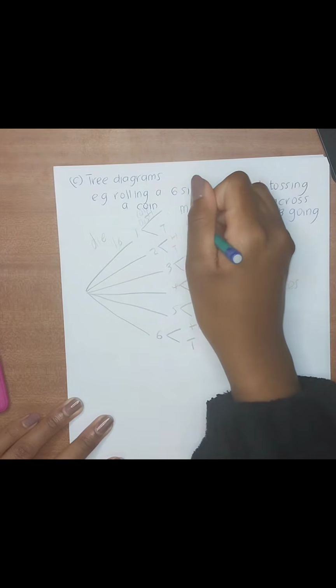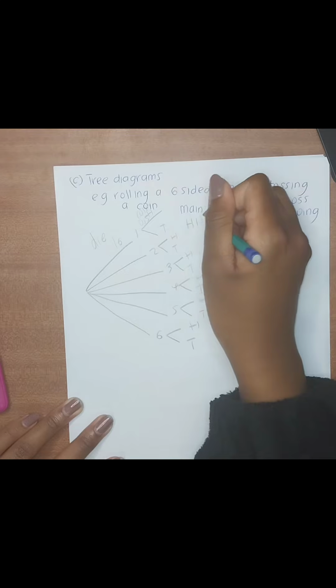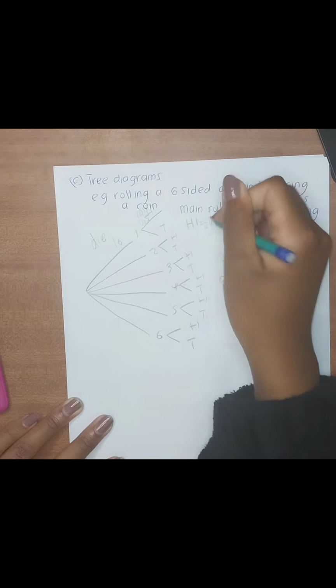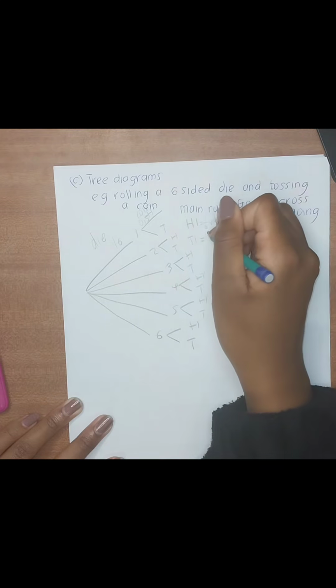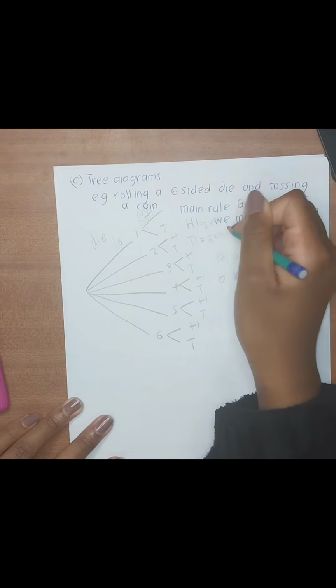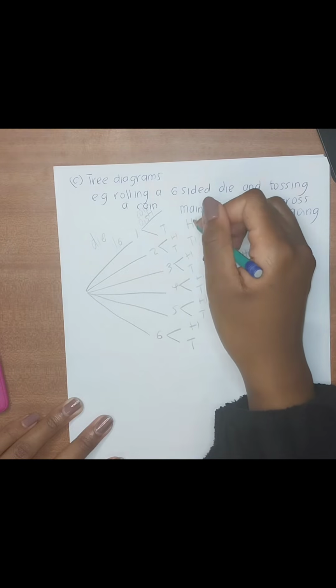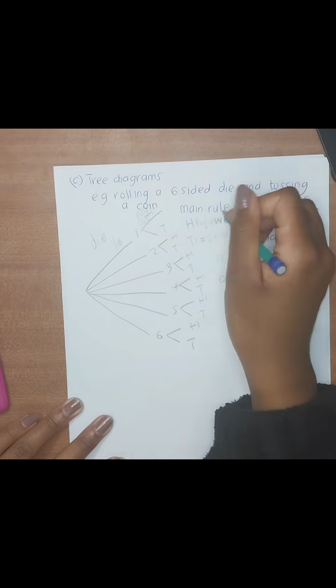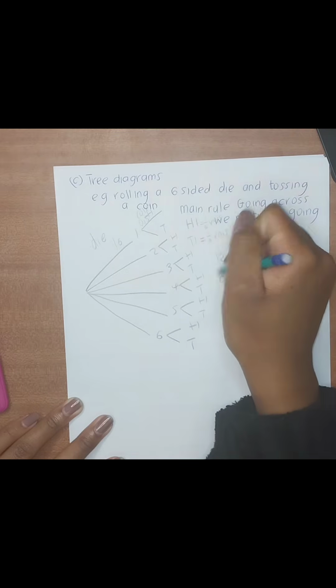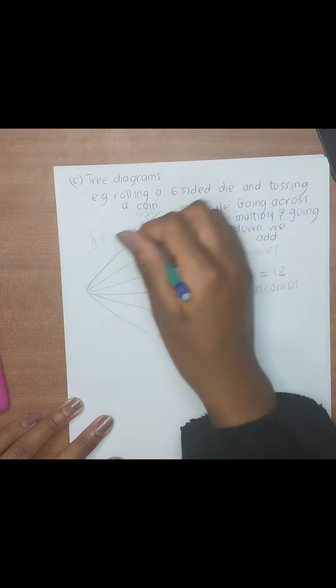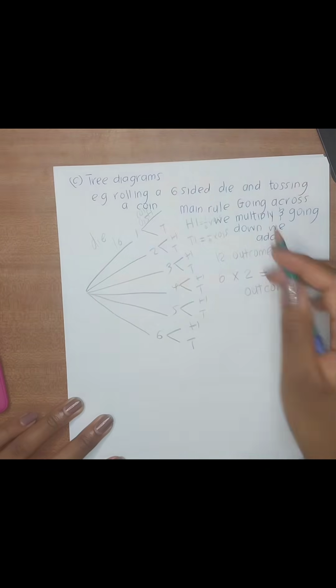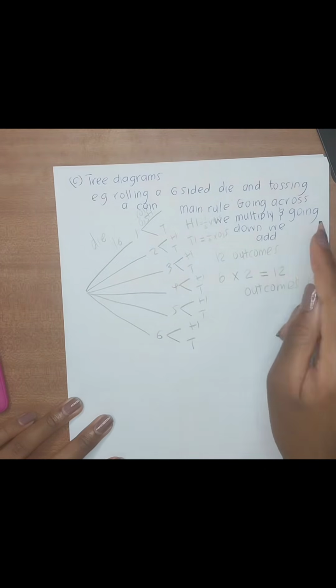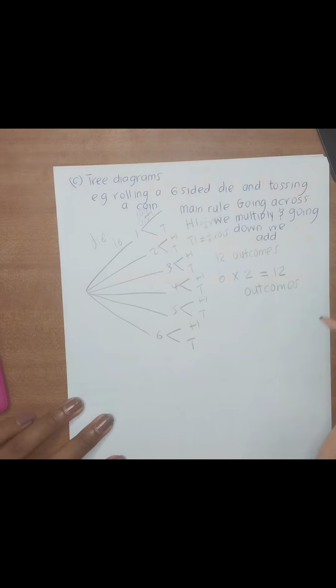So for example, if I was looking for H1, it would be 1 over 6 times 0.5, right? T1 would be 1 over 6 times 0.5. If I want the probability of this or this, I will add this and this because I'm going down. Going down, we add. Going across, we multiply. So this is the general rule that I want you guys to understand when it comes to tree diagrams.